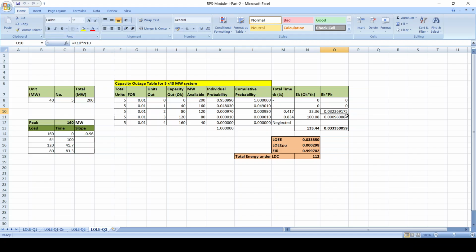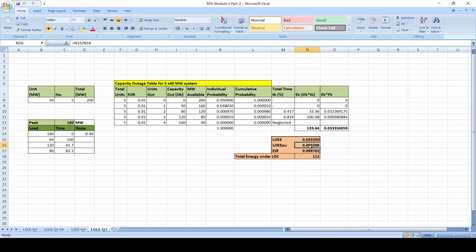So this is the energy loss probability, LOEE. Okay, so this is the energy loss probability, column K. So when we add that up, we get this term, the 0.033350059 as the LOEE, loss of energy expectation. Now this is the loss of energy expectation.